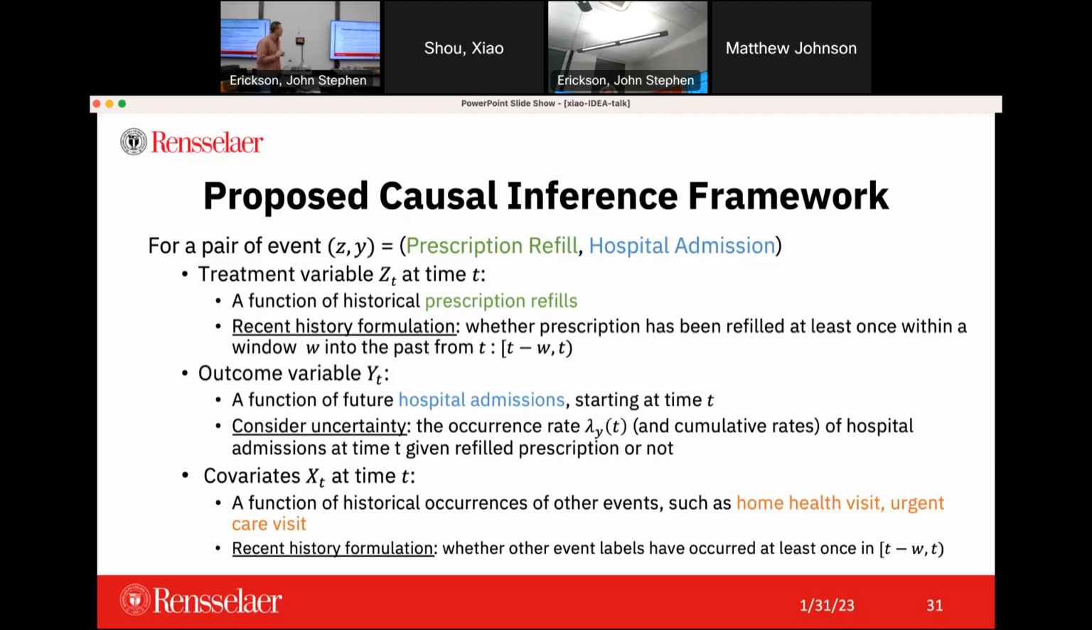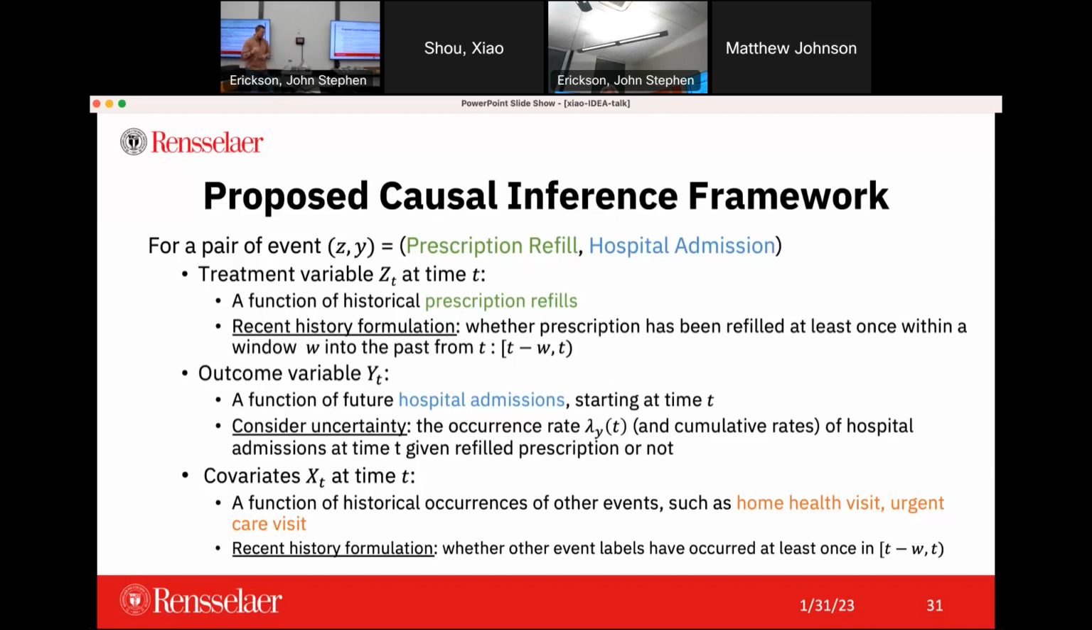And the outcome, we can look at what's my future hospital admission rate, right? We can look at the rate. If I'm taking that medicine within the week window, and in that window my rate decreases, then we can quantify the effect, right?